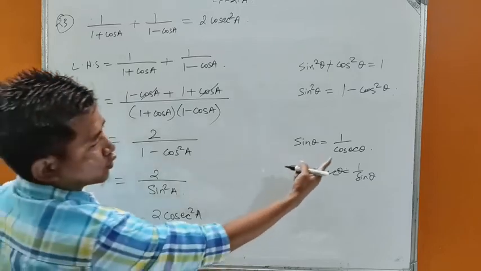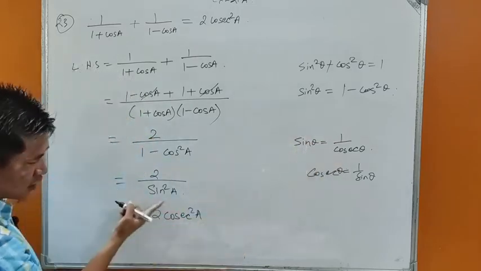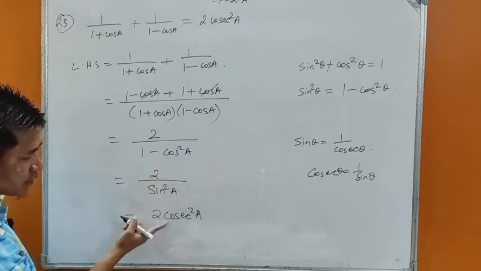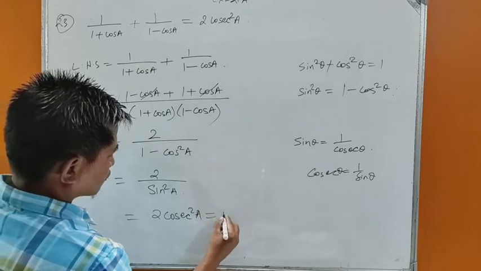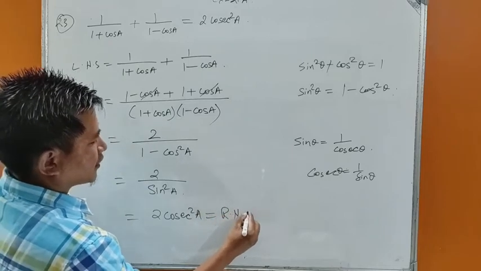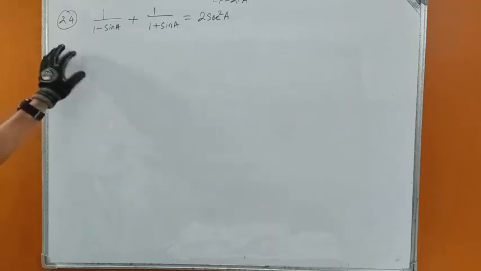Are you getting me? Cosec theta when it goes to the numerator becomes sin theta. That means sin square A when it goes to the numerator becomes cosec square A. So this is what we have in the right hand side, equals RHS. Hence proved.